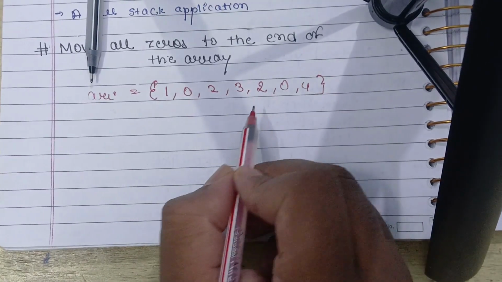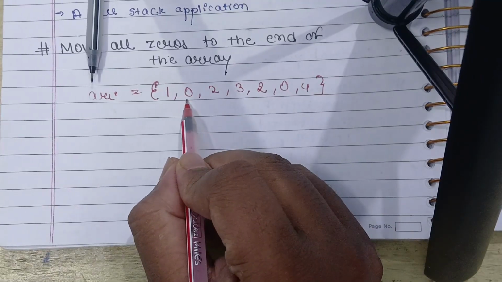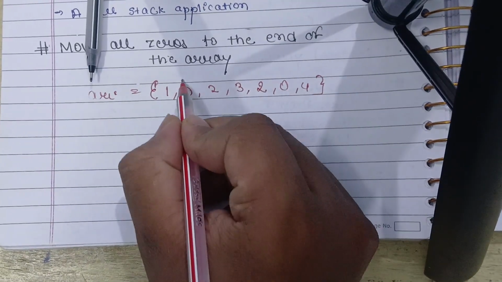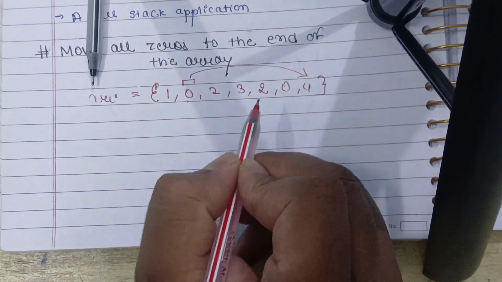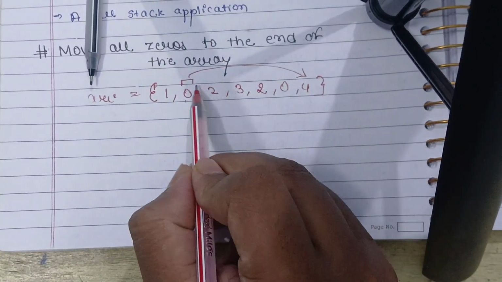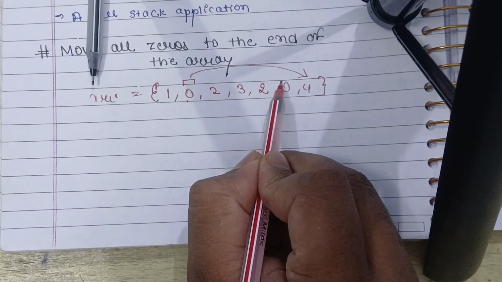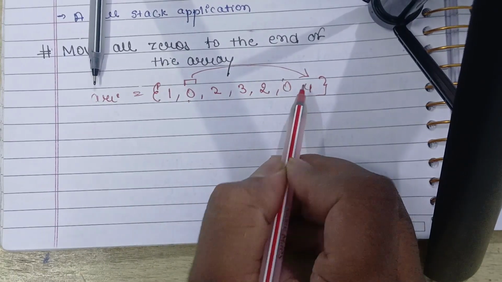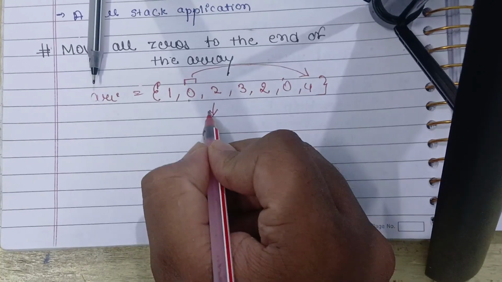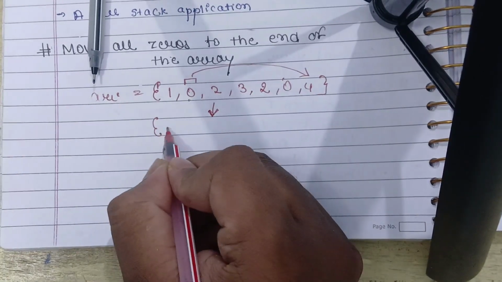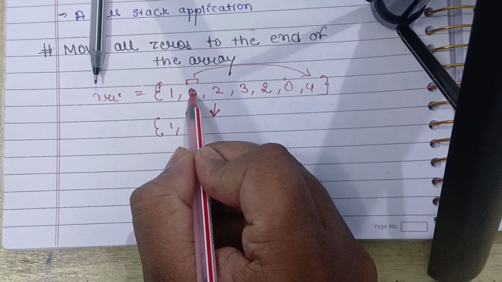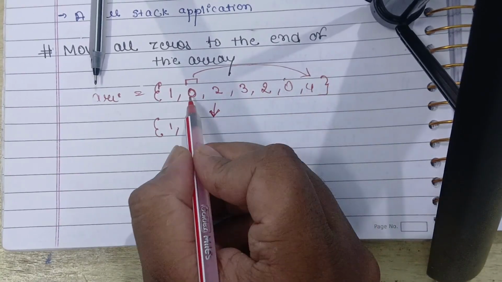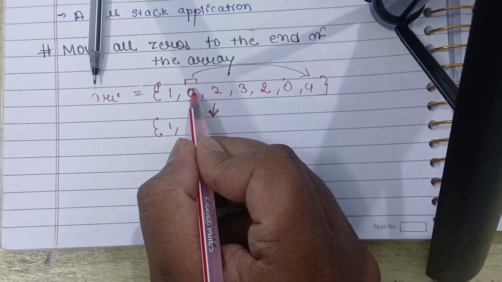What you need to do is move all the zeros to the end, which means you have to pick this 0 and move it to the last element, and again if you find any 0 then again you have to move it to the back. Okay, so the final array that you will get is, because you removed 0 from here and moved it to the back side, all the elements will be shifted to the left side.